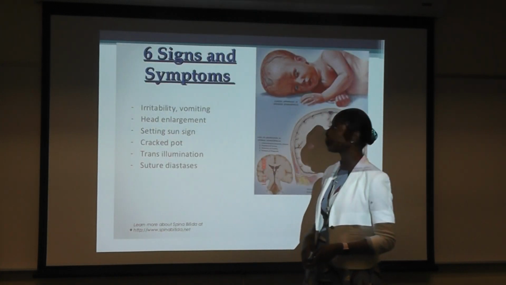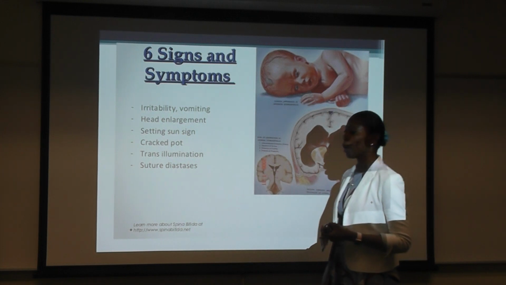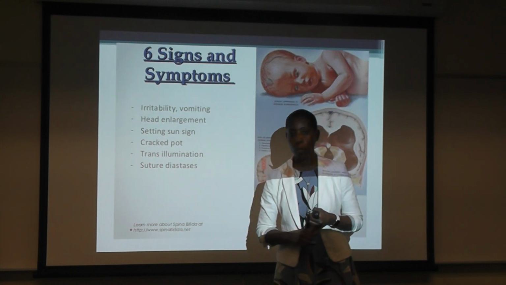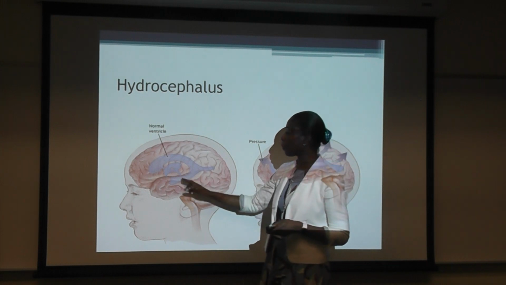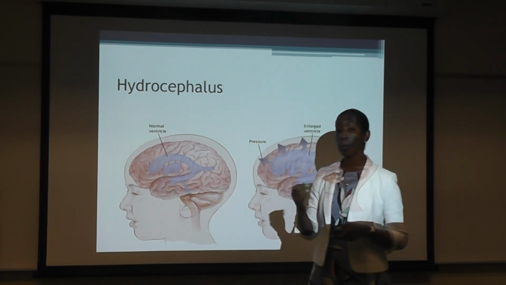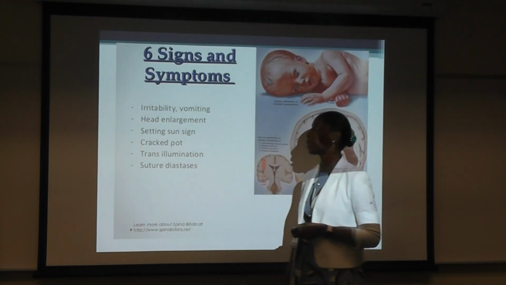And then we have the two types of hydrocephalus: communicating versus non-communicating, also called obstructive. We said non-communicating usually means that there's a blockage somewhere in the ventricular system, and communicating is usually because the arachnoid villi are not reabsorbing CSF.